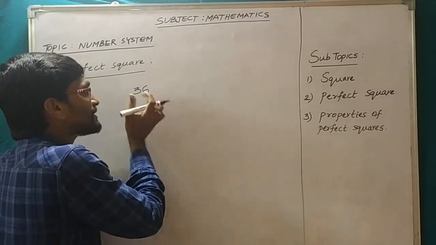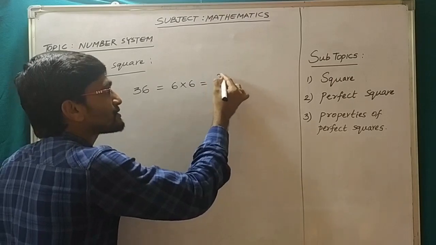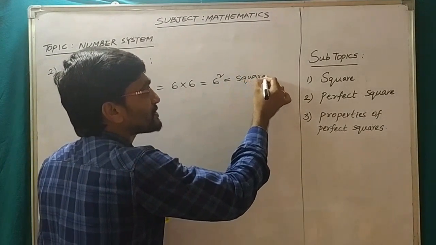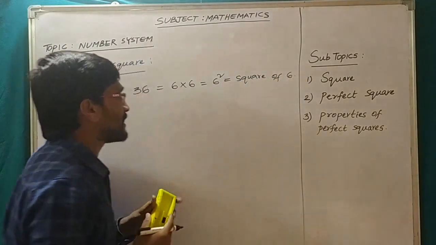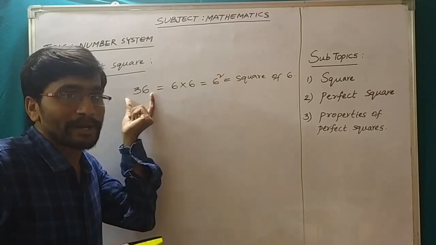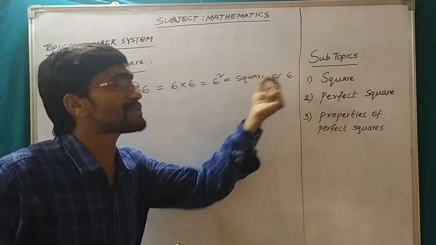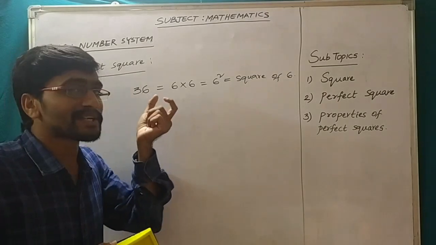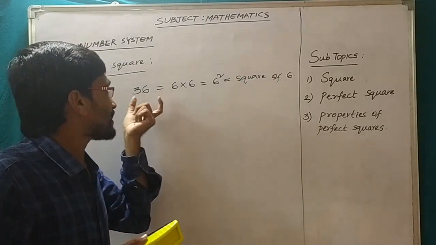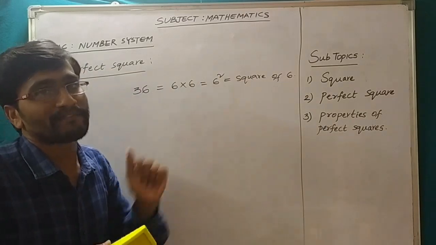I want to write 36 as 6 into 6, which gives 6 square, which is nothing but the square of 6. That means 36 is a natural number which is called a perfect square because it can be written as the square of another natural number 6. So 36 is a perfect square.